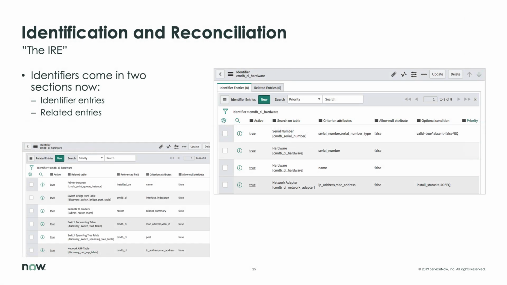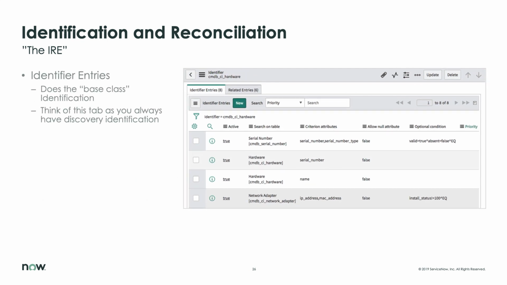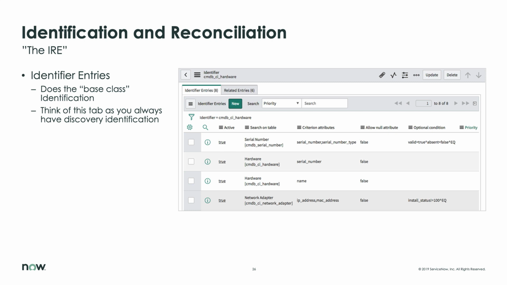Now, this is something that you've got to understand, is that we have two sections. If you're not already familiar or have looked at the new identification engine, we have identifier entries and related entries. So these are two key pieces. Identifier entries do the base class identification. It's how identification in our discovery has always worked. These are the rules off CMDB CI hardware that you're going to check to find that unique CI or create a new CI within the CMDB.